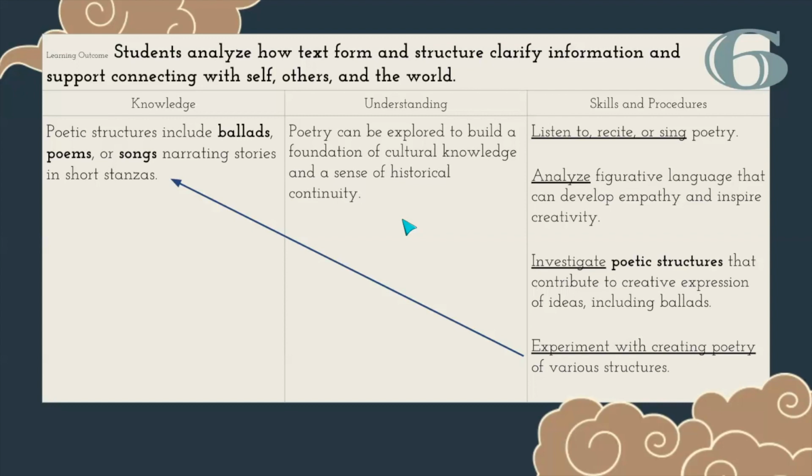Investigating poetic structures that contribute to, so again, that's organization, right? How poems are organized. So a rhyme scheme, a stanza, that internal beat or rhythm. And they have to experiment with creating poetry. So again, no masterpieces, they just have to give it a whirl.